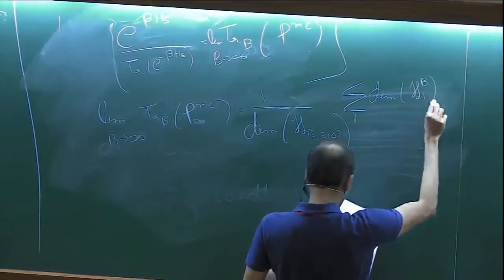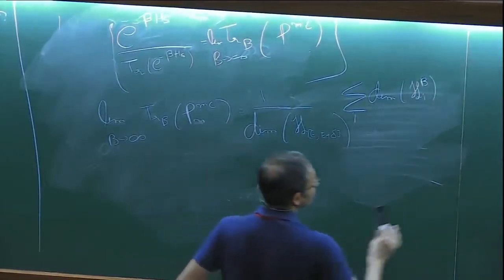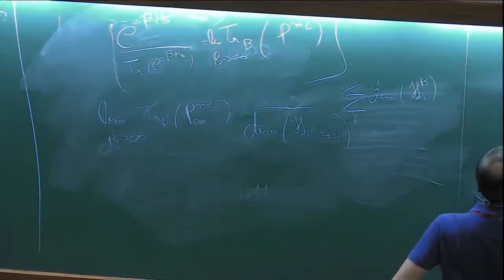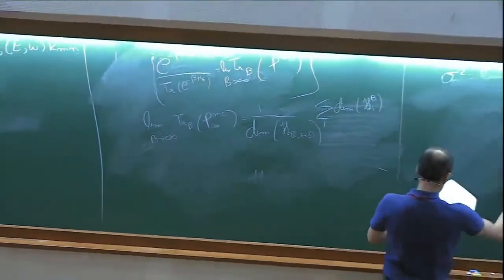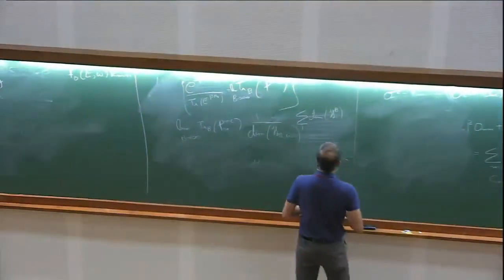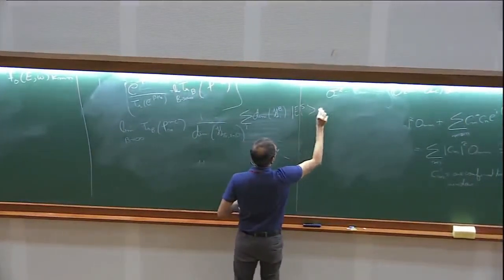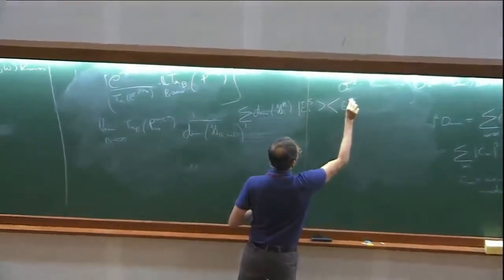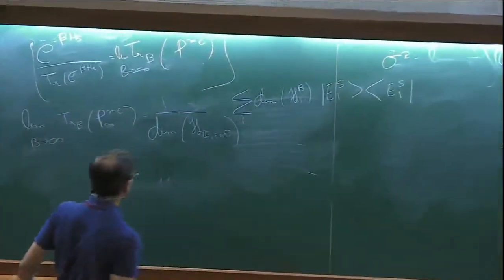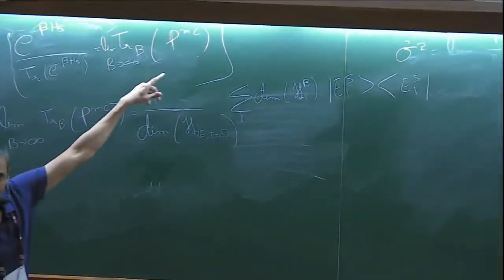And then I'll explain what these terms are. Okay. So how do we define rho microcanonical?